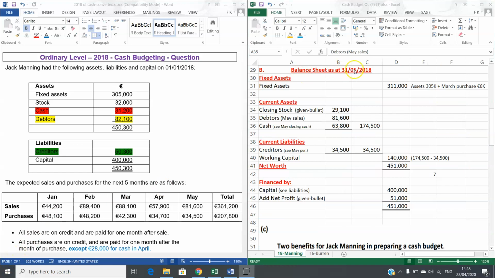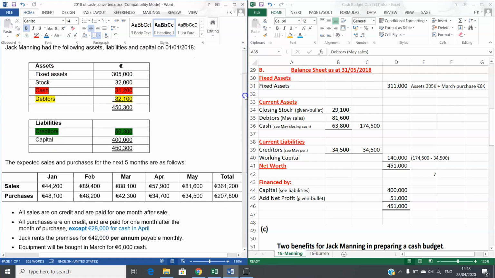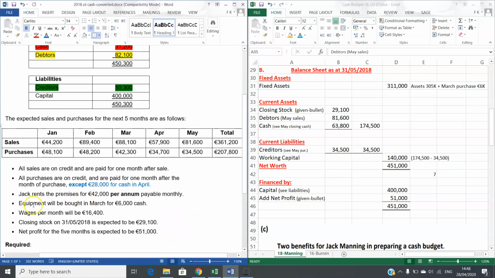In part B, we have to do our balance sheet. So our first heading is fixed assets. Fixed assets here in the question, you will see at the top, fixed assets, 305,000. But remember in the question that they purchased equipment. So equipment was purchased to the value of 6,000 euros. So your 305,000 plus your 6,000 gives you 311. Again, there's no need to write that there. It's just for your information.